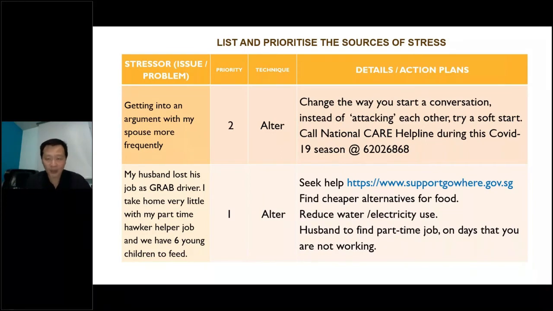And maybe a national care helpline. During this COVID-19 season, there's this helpline that you can call, and a trained counselor or psychologist will be able to talk to you. So for the livelihood example, altering will mean seeking help, go to support, go where .gov.sg to find cheaper alternatives for food, reducing water and electricity usage so that you can.